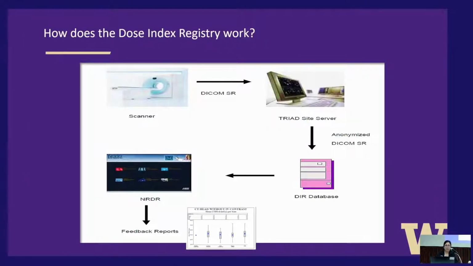Again, to remind you, how does the dose index registry work? From the scanner, you send a DICOM structured dose report to a server, the Triad server. You can see my mouse here. Then the server anonymizes your data. It strips it of all the patient information. That data goes to the dose index registry database, and then you get reports. You can get PDF reports, or you can interact directly with your data on their server and produce whatever reports you want, just like you do in Radiometrics.